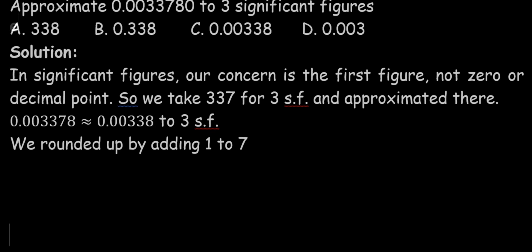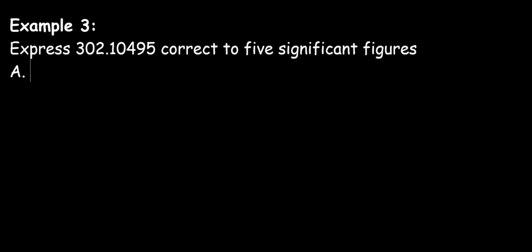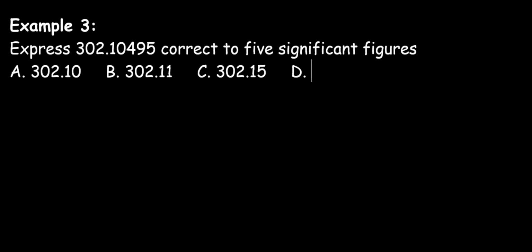Let's take another example. Express 302.10495 correct to 5 significant figures. A. 302.10. B. 302.11. C. 302.15. D.